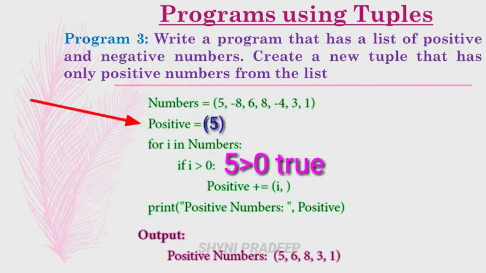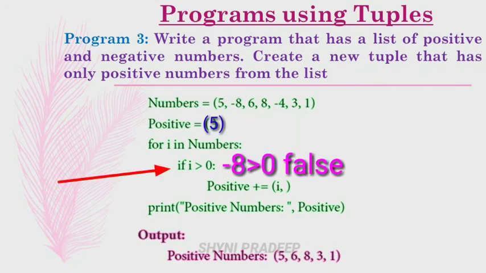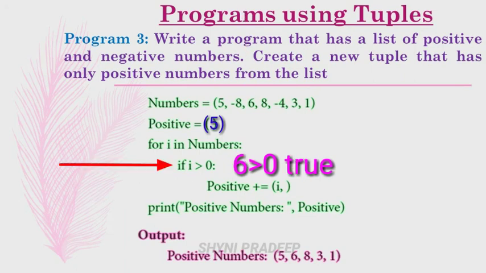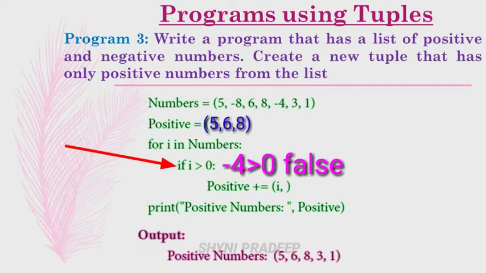Okay. And see the next number, that is minus 8. Check the if condition. Minus 8 is not greater than 0. So this is false. So you have to skip this statement. And next, see the next number, 6. 6 is greater than 0. So this condition is true. So you have to add that value in the positive list. And see the next value, 8. 8 is greater than 0. So it will be added in the positive list. And next, minus 4. No, this is not greater than 0. So this is false. And next, see the next value, 3.